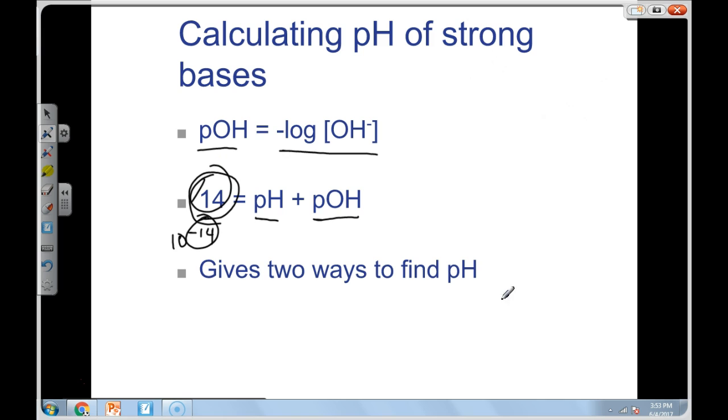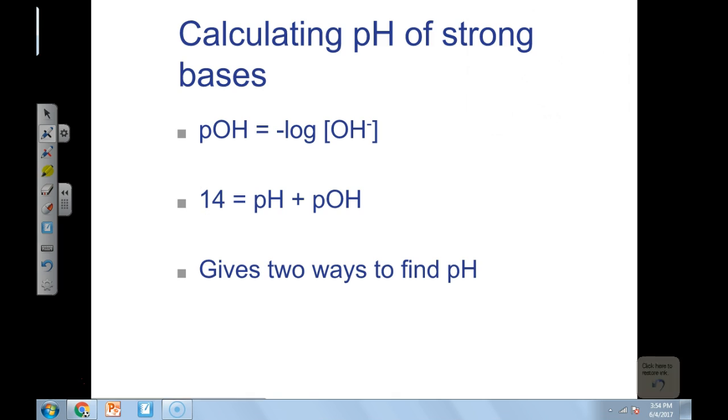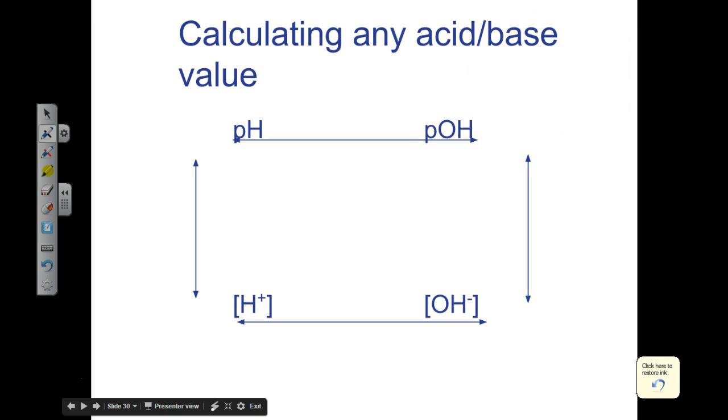But what this does is it gives us two ways to figure out the pH, and I guess I should have said of strong bases, because we could either calculate the pOH and then figure out the pH easier, or using Kw, find the hydroxide ion concentration and then find the hydronium ion and then calculate all that, and that's harder. You can tell by the way that I was trying to explain it there. So anyways, let's move along.